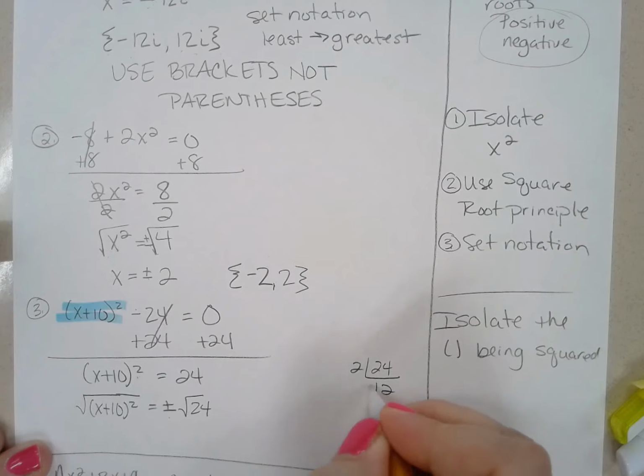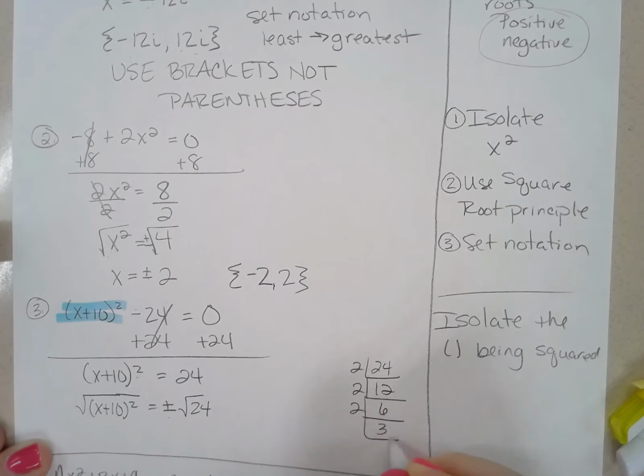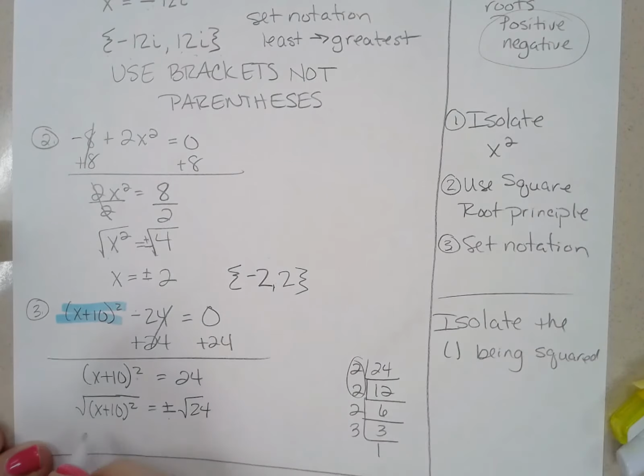24 divided by 2 is 12. 12 divided by 2 is 6. 6 divided by 2 is 3. And 3 and 1. So I've got a pair of 2's. I'm running out of space here, so I'm going to have to cram it in here.